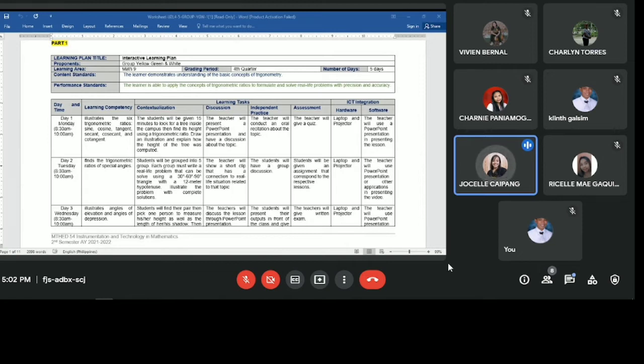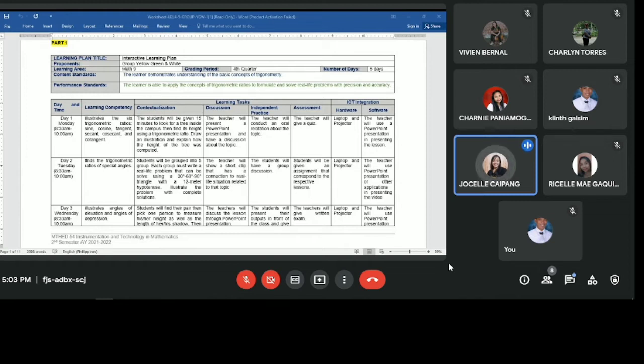So for the parts of the learning plan, we have the day and time, learning competencies, learning tasks, which has four types: the conceptualizations, discussions, independent practice, and assessment, and the last is the ICT integrations, which is the hardware and the software.